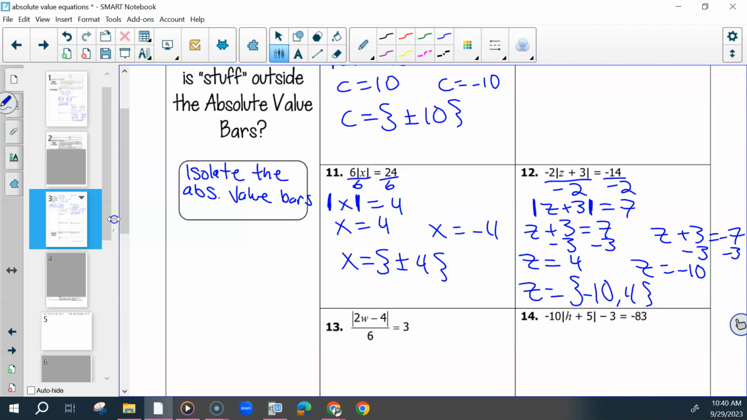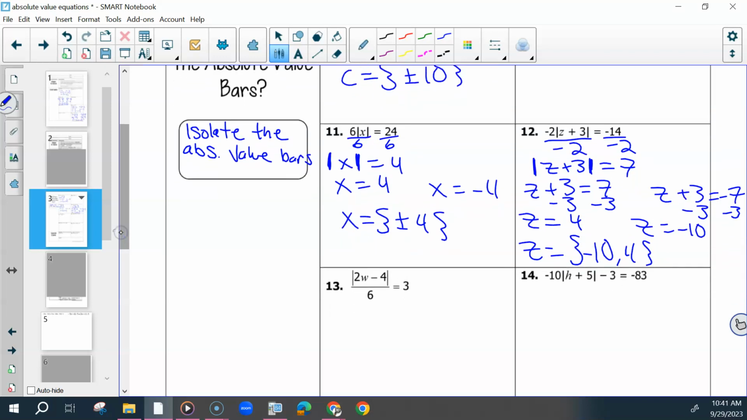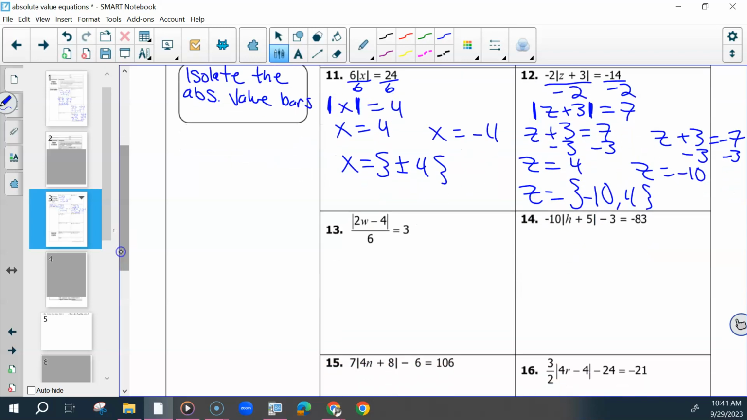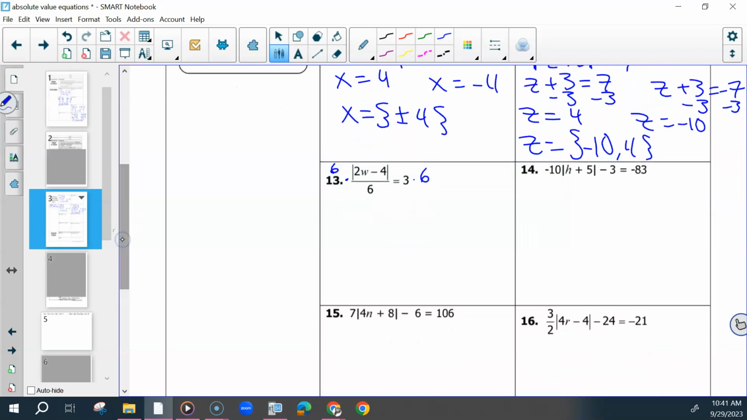Questions on the ones we've done so far? I was gonna ask about 13. Okay, and we'll do 13 this time. What was your question? So for 6, we just multiply that instead of dividing. Correct. Yes, because we're already dividing, so multiply by 6 on both sides, and then yes, do the rest just like normal.